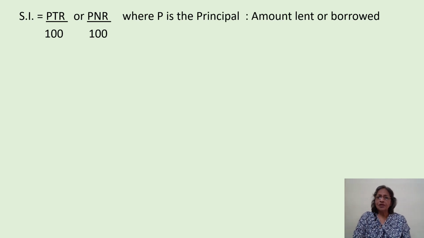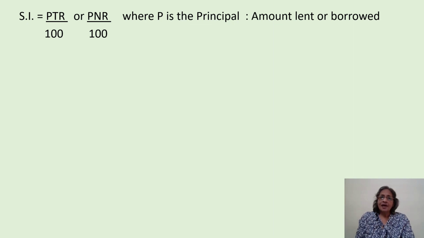The first thing which you have done in school, and all of you know this by heart, simple interest is PTR upon 100 or PNR upon 100. Now what do these terms mean? I'm going to explain to you each and every term, assuming that you have forgotten or you don't remember whatever you have done in school. Principal is the amount that you have lent or you have borrowed.